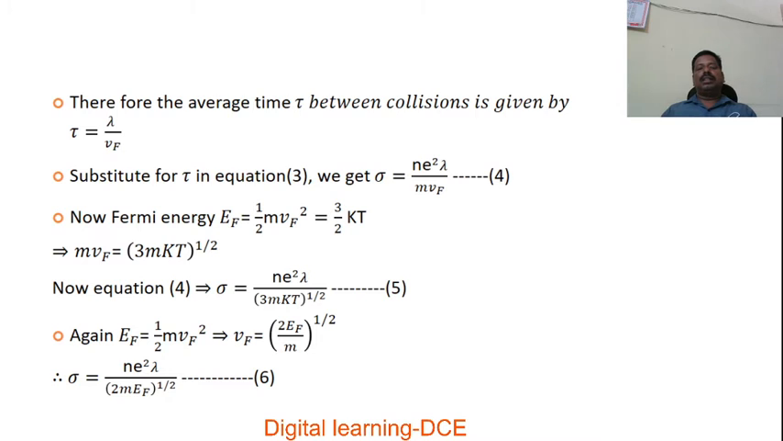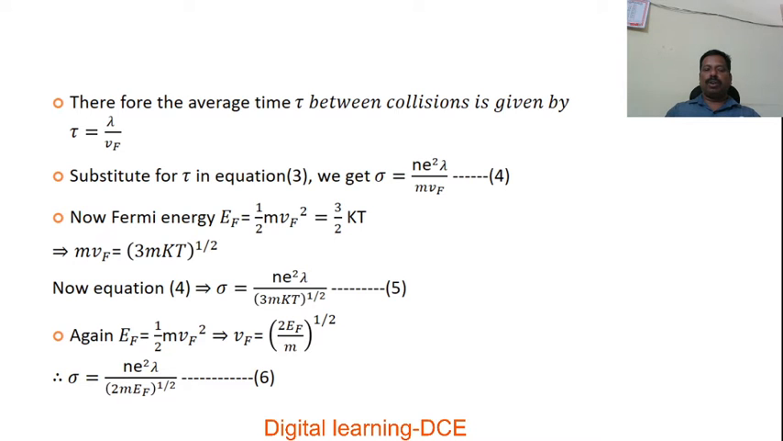Therefore, the average time τ between successive collisions of electrons is given by τ = λ/Vf. In terms of mean free path, we define the relaxation time or mean collision time, the average time of collision, as τ = λ/Vf, where λ is the mean free path, the average distance between any two successive collisions between the free electrons. That is what we call the mean free path. So τ = λ/Vf.